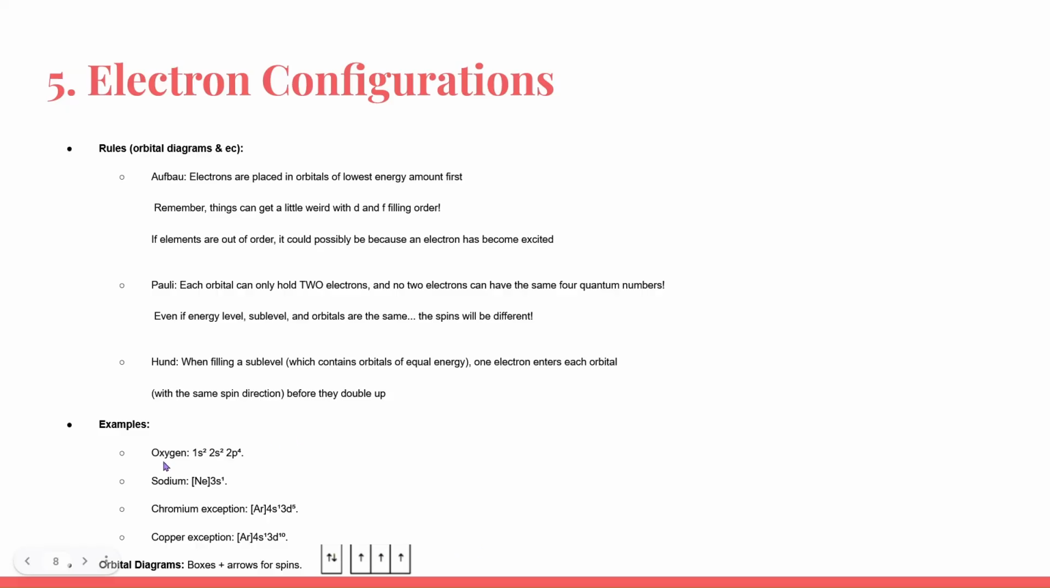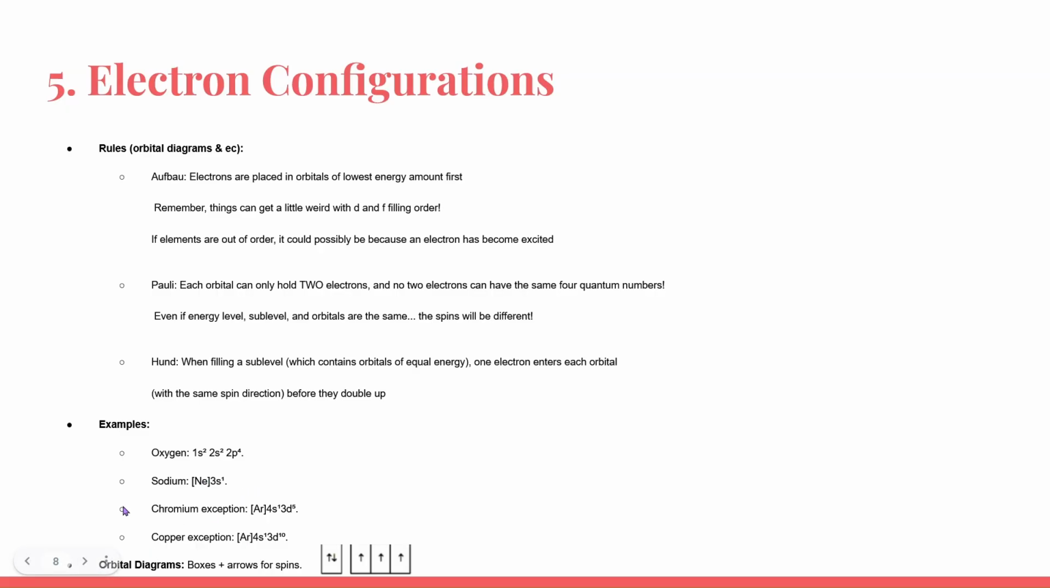Examples of electron configurations: you have oxygen, which is the full electron configuration, 1s2, 2s2, 2p4, and then you have sodium, which uses the abbreviated electron configuration, which you should know. You go to the nearest noble gas, and then you go from there to the element that you're searching for. And then you have the chromium exception and the copper exception.